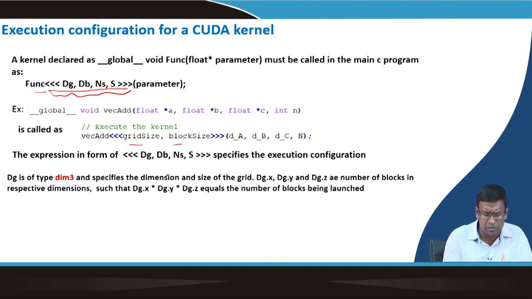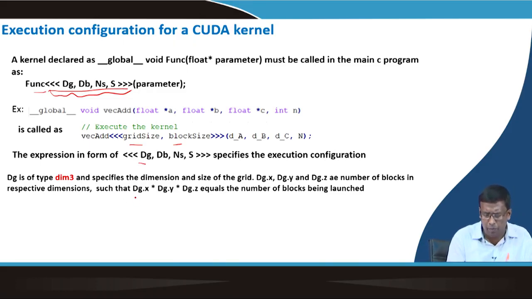So, Dg is dim3 and specifies the dimension and size of the grid. Dg.x, Dg.y, Dg.z, the first, second, and third components, are the number of blocks in the respective dimensions. In the x dimension, what is the number of blocks, in the y dimension, what is the number of blocks, in the z dimension, what is the number of blocks. That will be specified by dim3 Dg. So, we can write dim3 Dg, and these 3 numbers specify the grid size here, and this Dg is passed as the grid size in the kernel call.